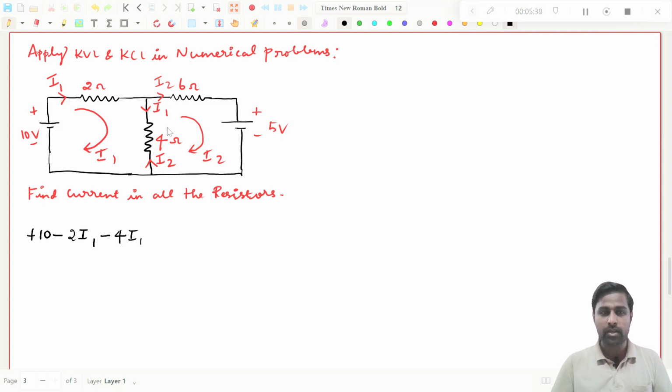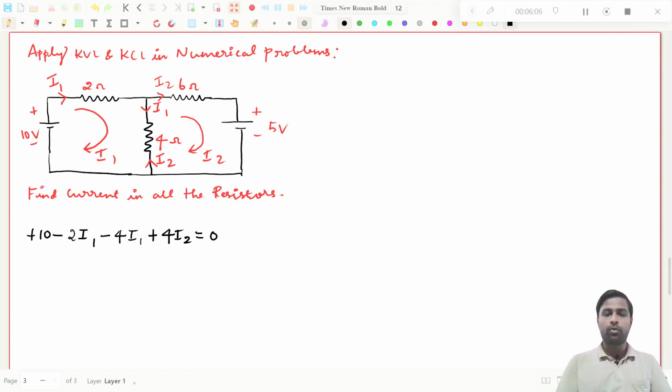That is I1. What is the voltage here? 4 into I1, and you are coming in the same direction. You see, you are coming in this direction, but I2 is in the opposite direction. So what you have to do? You have to put plus 4 into I2. That is also voltage, right? So 4 into I2, that's all. You have ended up where we have started, right? So this equation now becomes 0.